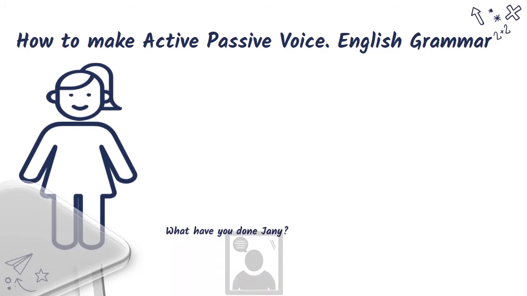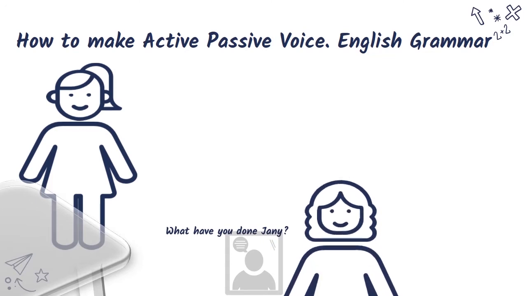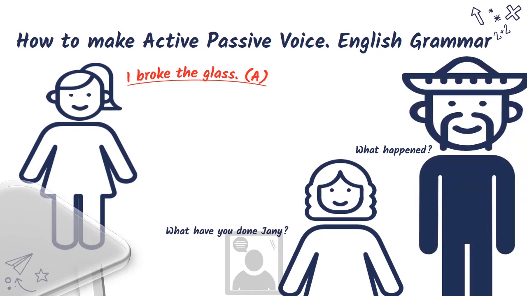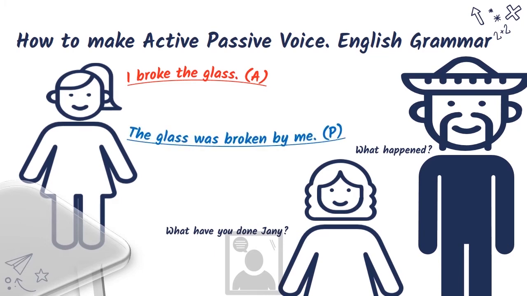Suddenly a voice came. "What have you done, Jenny?" It was Jenny's mother. Jenny replies, "I broke the glass." Somebody was listening to the noise. He said, "What happened?" It was Jenny's father. So Jenny replied in a passive tone, "The glass was broken by me, Daddy."